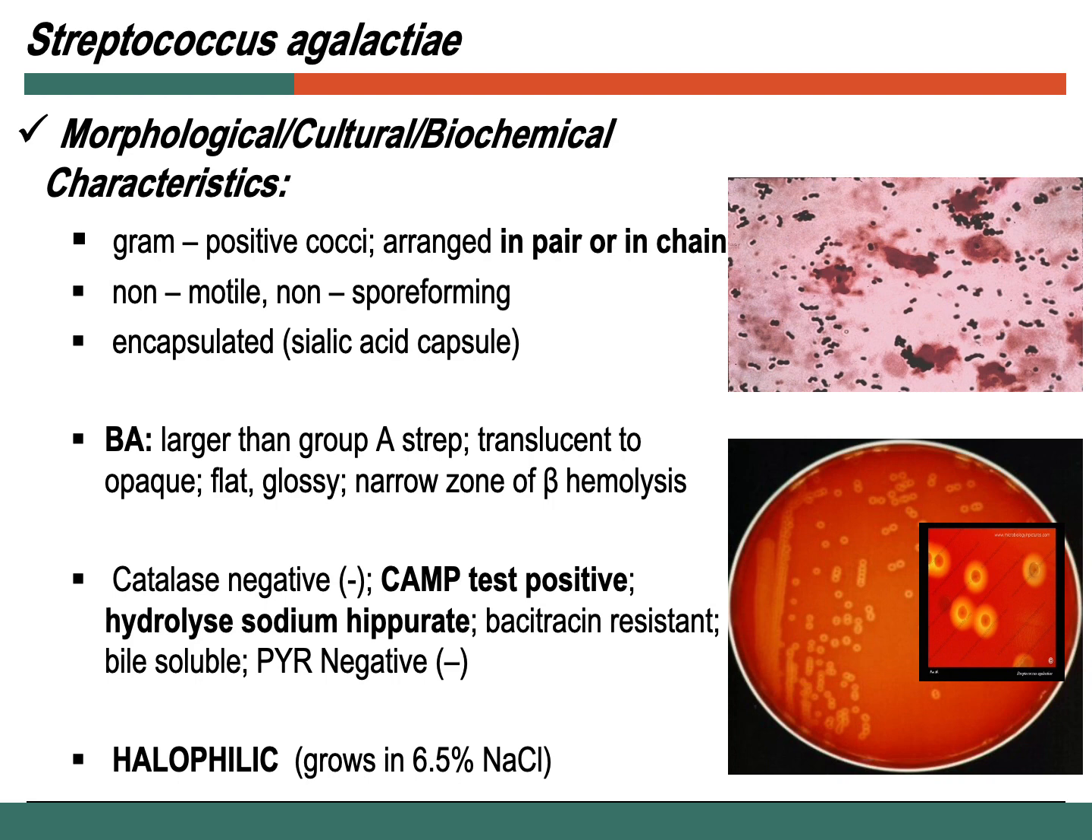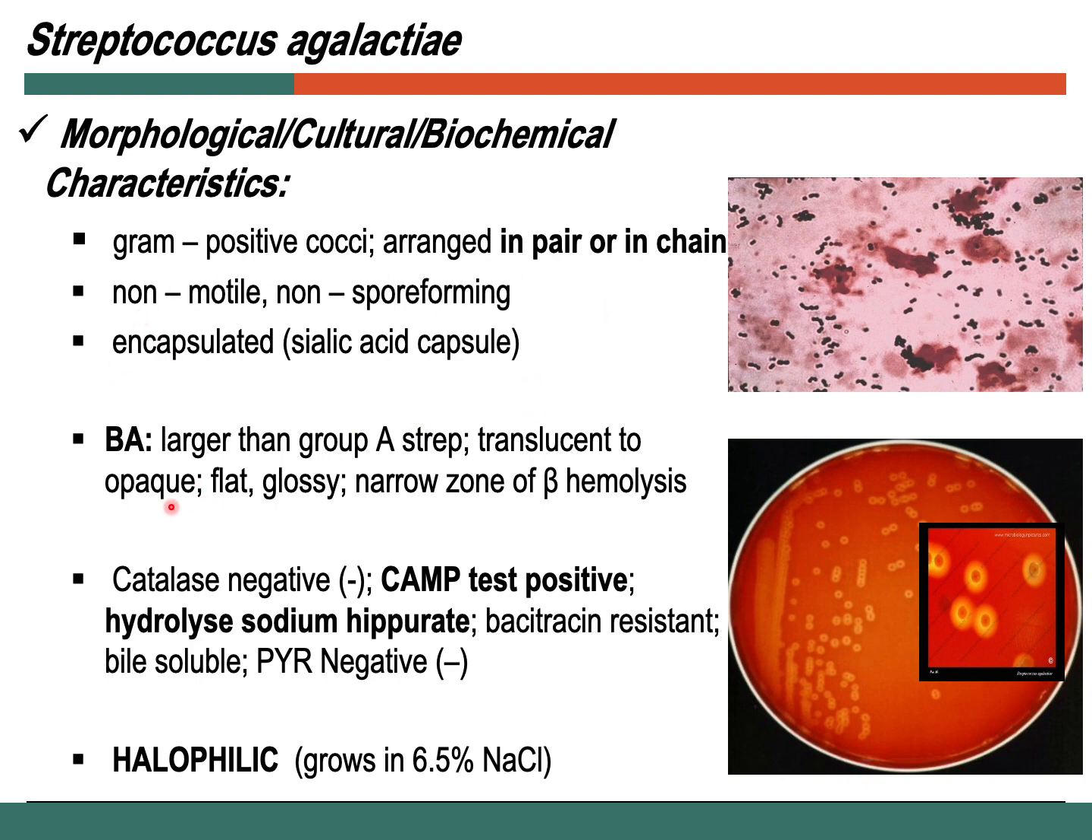So your Streptococcus agalactiae, morphologic and cultural and biochemical characteristics. Streptococcus agalactiae is a gram-positive cocci, and it is arranged in pairs or in chains. They are non-motile and non-spore-forming. They are encapsulated, and the capsule is made up of sialic acid, which is the primary virulence factor.